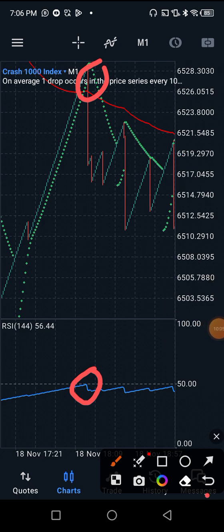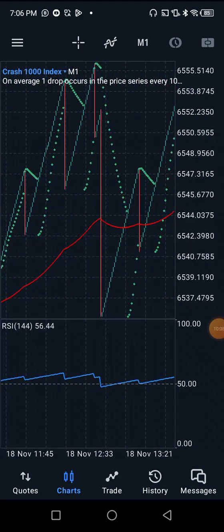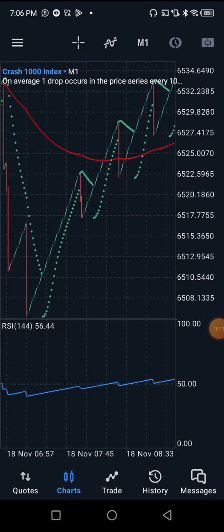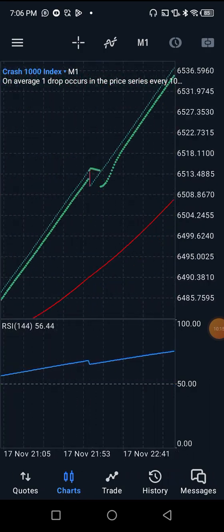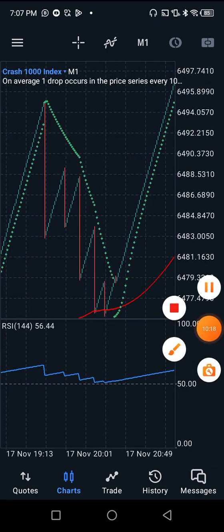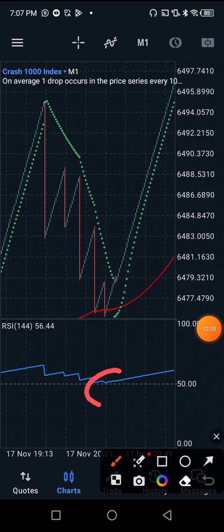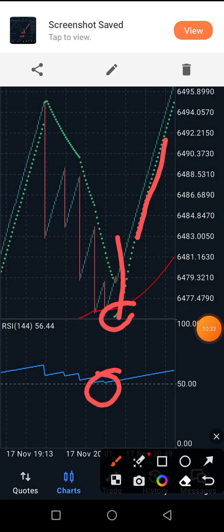So guys, let's check again. Guys, this strategy works. It works very, very well. As long as you wait for your condition to be met, it works very well, guys. If you wait for your condition to be met, you will make your money. You will leave the market. It's as simple as that, guys.